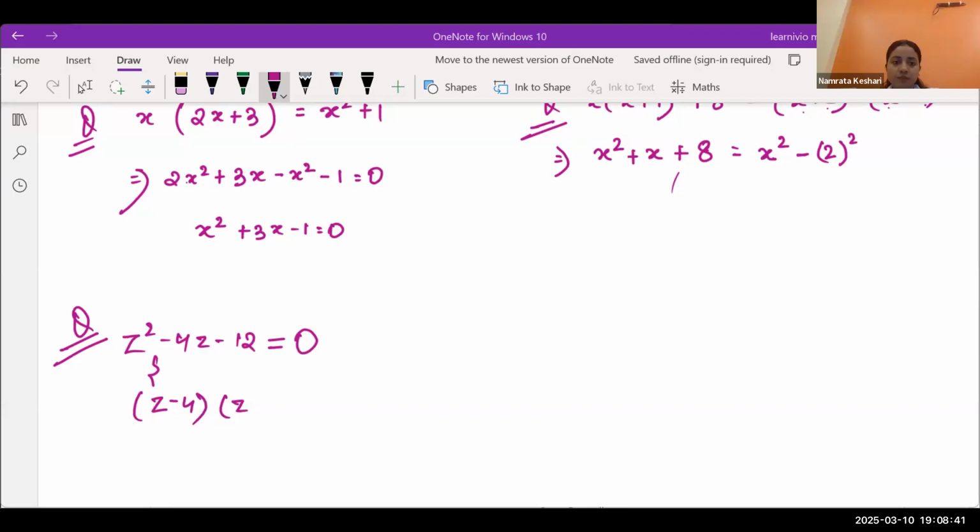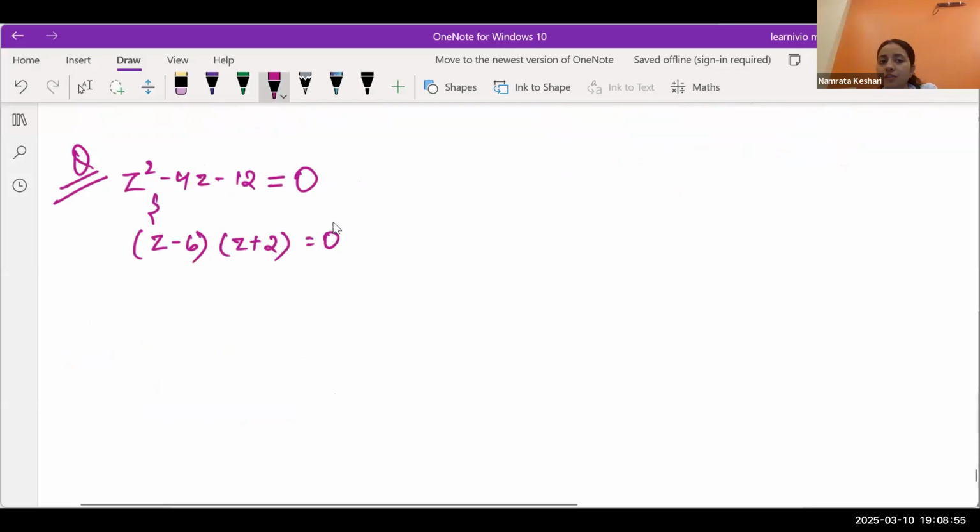Just a moment. So you have got z minus 6, z plus 2 is equal to 0, I am writing. First thing is we have to do the factorization, and now we are going to say that either z minus 6 will be 0 or z plus 2 will be 0. We are going to say that either the first bracket is 0 or the second bracket is 0.